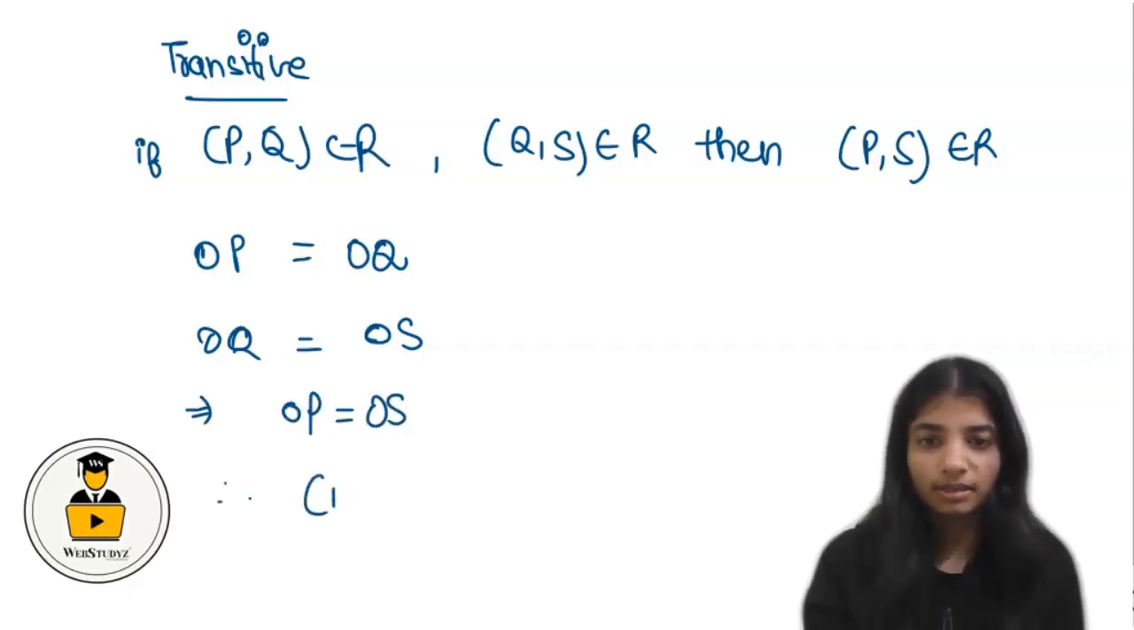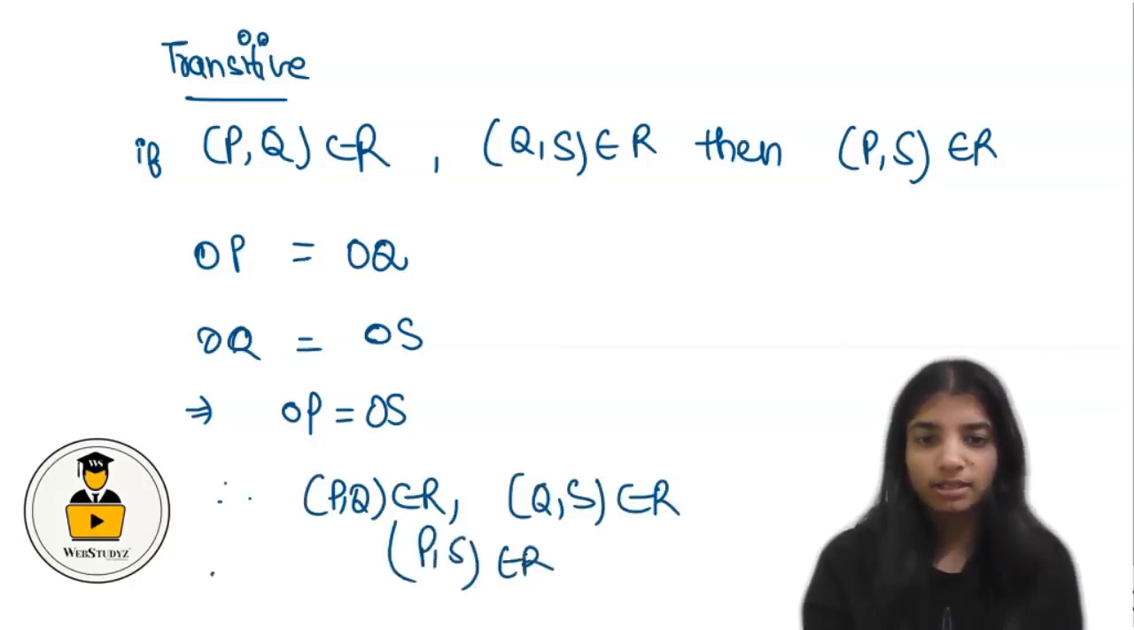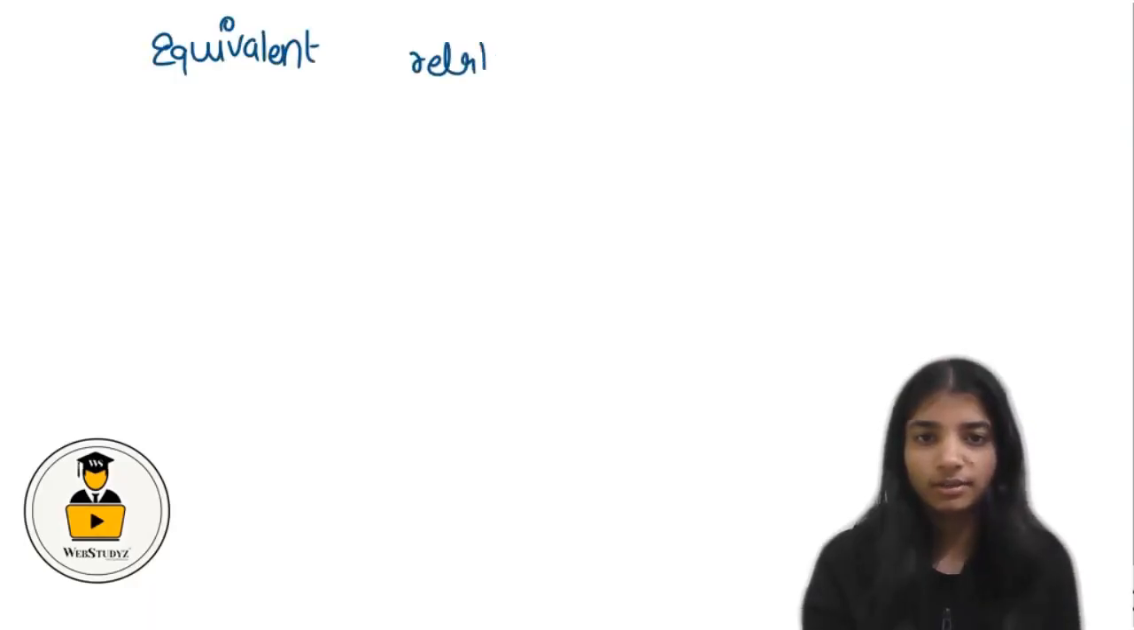Therefore (P, Q) belongs to R, (Q, S) belongs to R, and (P, S) belongs to R. So the relation is transitive, and the relation is all three: reflexive, symmetric and transitive. So this is an equivalence relation.